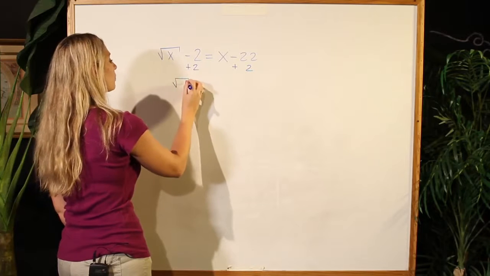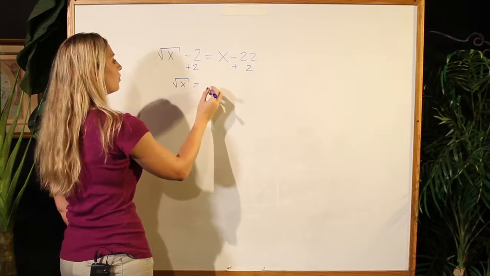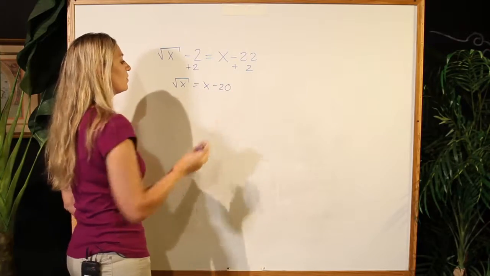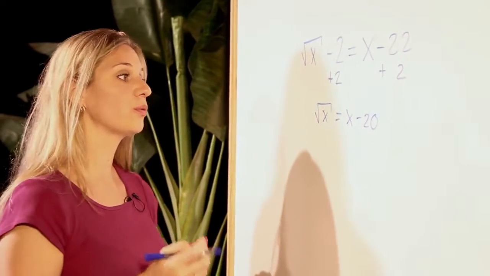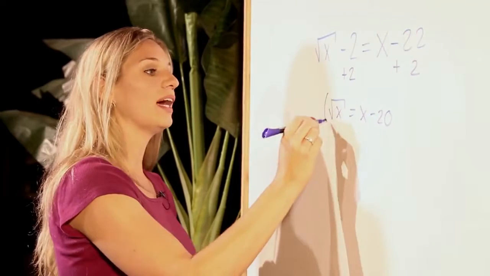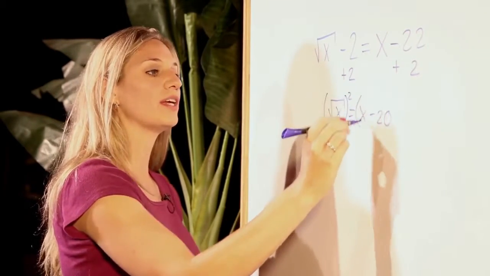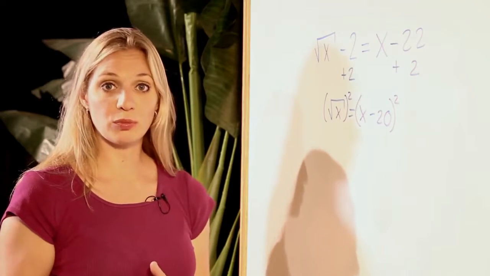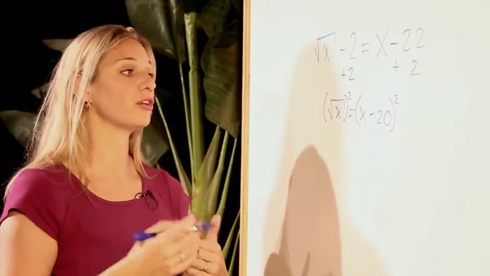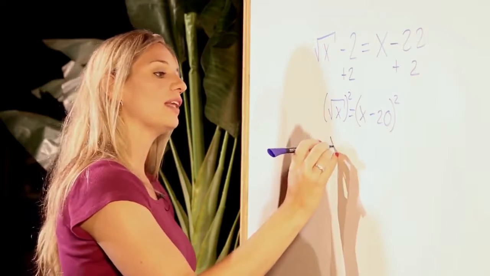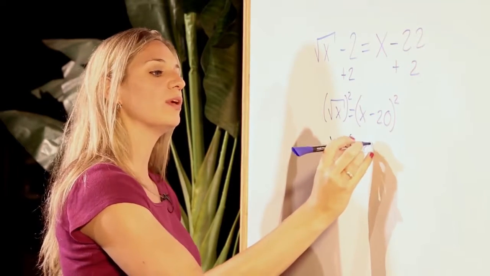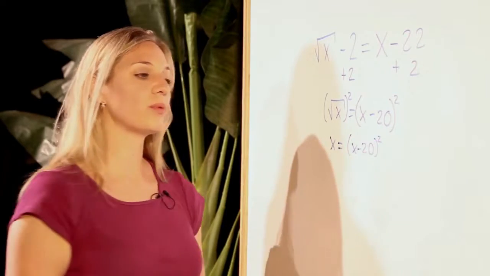Now we will have the square root of x is equal to x minus 20. Now, in order to remove the radical, because it is a square root, we will raise both sides to the second power. If it had been a cube root, we would raise both sides to the third power. We are now left with x equaling x minus 20 quantity squared.